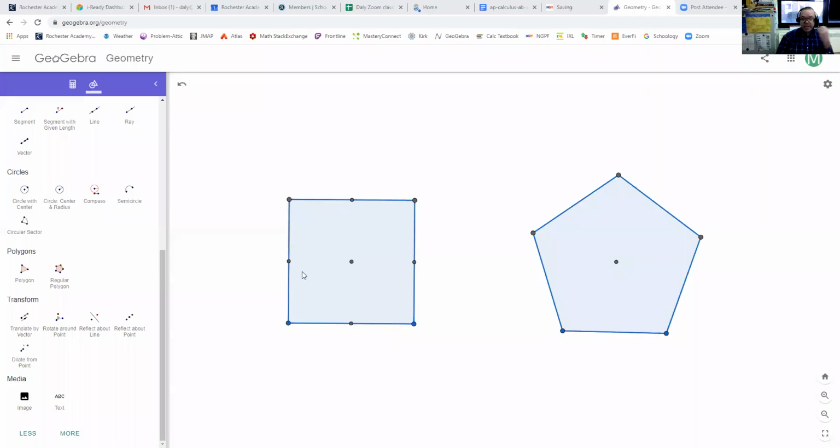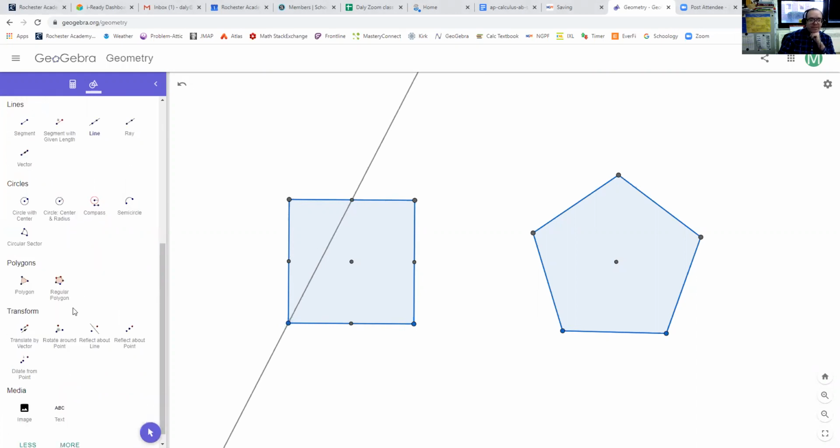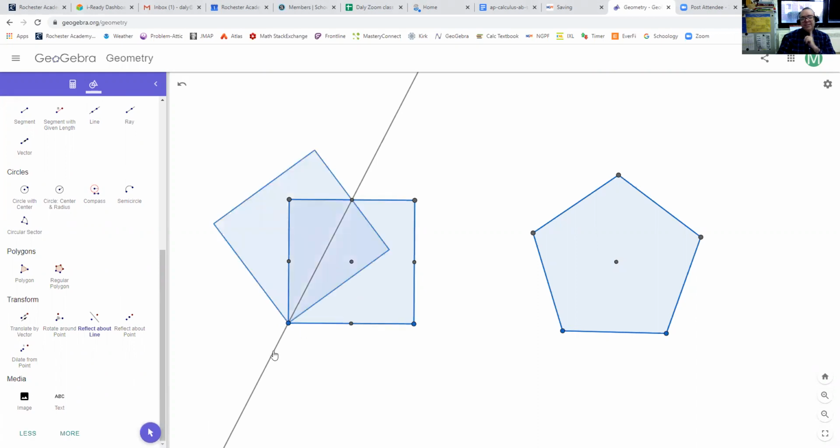All right, so here we have a square and a pentagon. If I said, what happens if we reflect this square across this line here? What would happen? You can imagine that in your mind, or if you've got a tool like this, we can actually see that if I reflect that square across that line, the square is going to be moved. So that is an example of something that is not a symmetry.